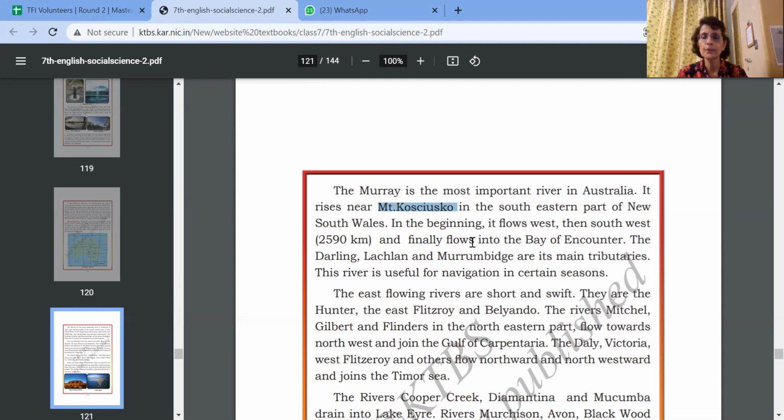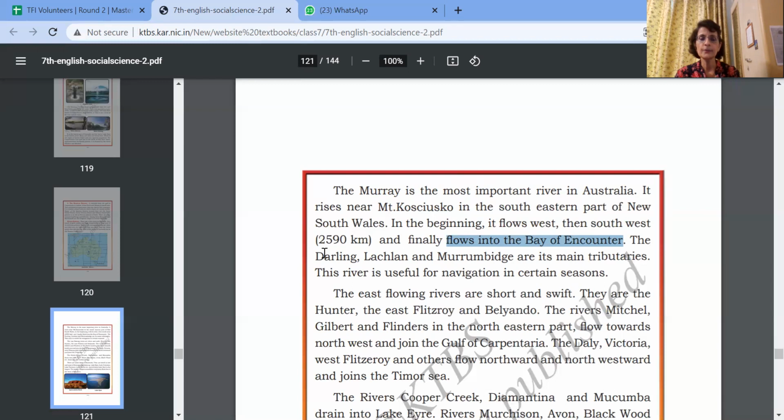And the third point you need to know is that it flows into the Bay of Encounter. Okay, it flows into the Bay of Encounter. So these are the 3 points that you need to know about the Murray River. First is that it is the most important river, so you can mark that. It rises near the Kosciuszko mountain. Okay, and third, where does it end? This is the starting and this is the ending. It flows into the Bay of Encounter.